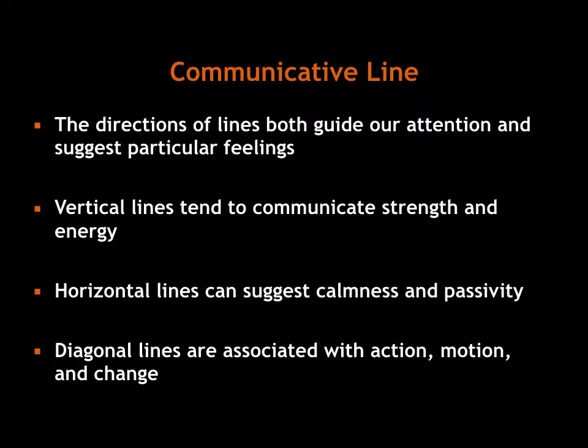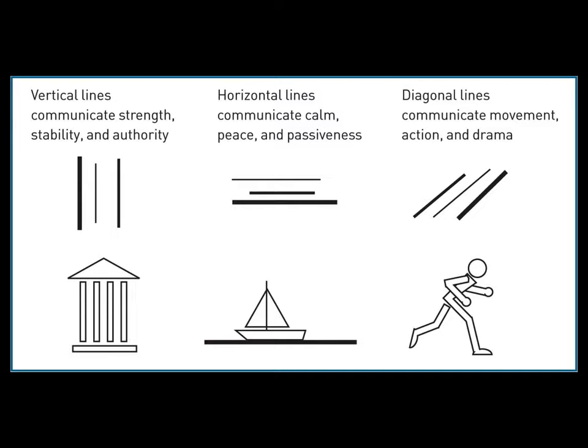Vertical lines tend to communicate strength, energy, and permanence. Horizontal lines tend to suggest tranquility and calm. And diagonal lines tend to show action, motion, and transformation. Here are some examples of the ways in which vertical lines on the left, horizontal lines in the center, and diagonal lines on the right can be expressed in different types of imagery, from buildings to landscapes to people in motion.